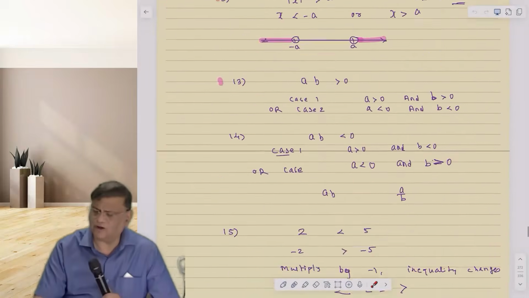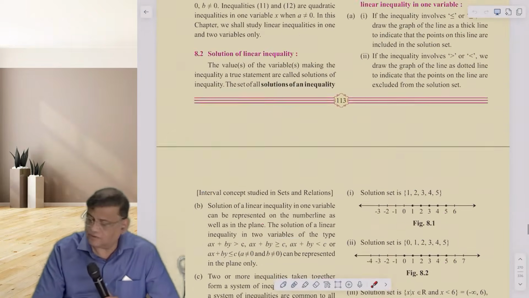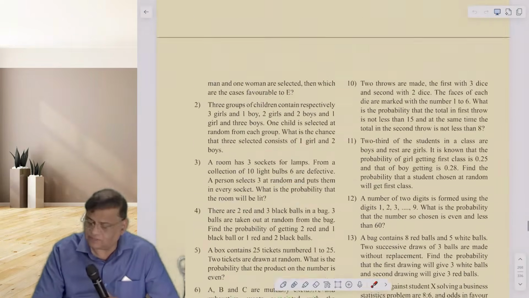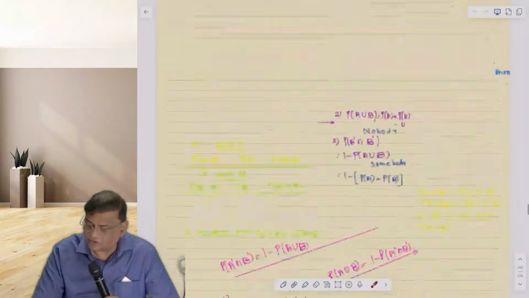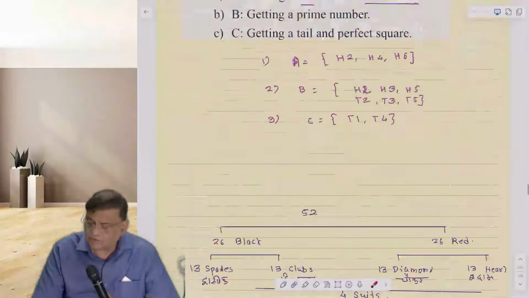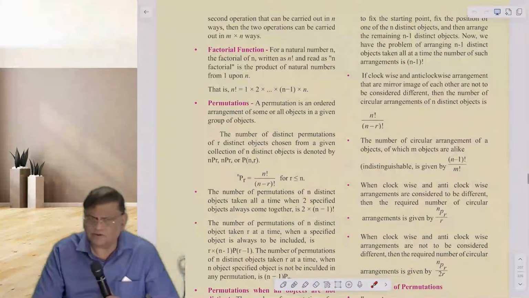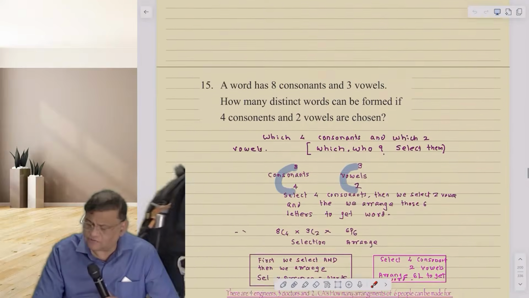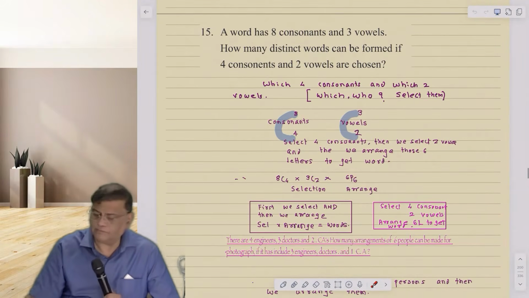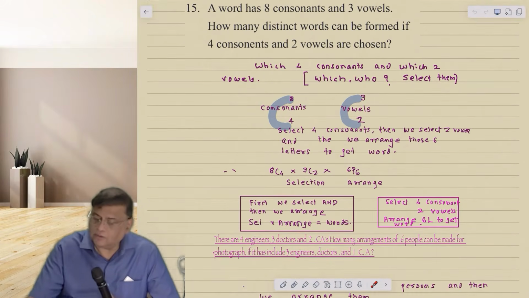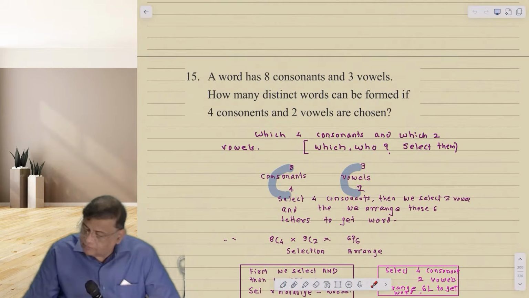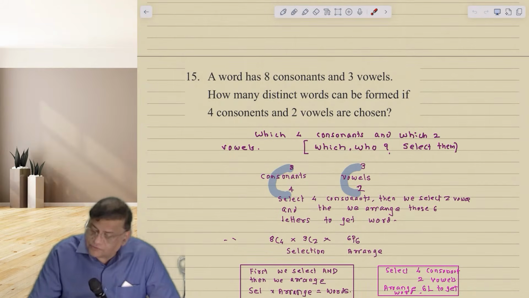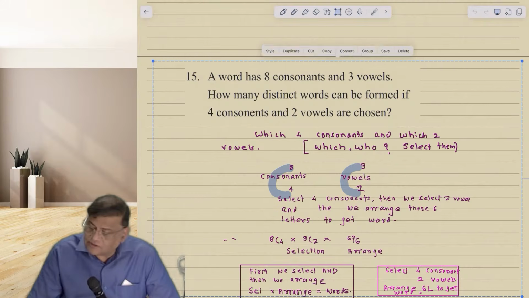So we are going to discuss that fabulous chapter of permutations and combinations. As a revision, we are not just going to solve the problems, but we are going to first of all discuss the concepts in that.